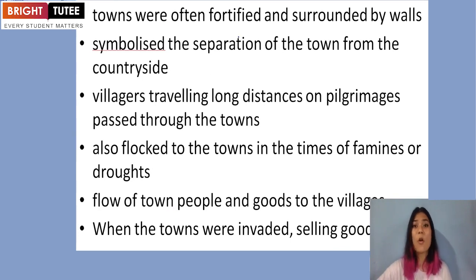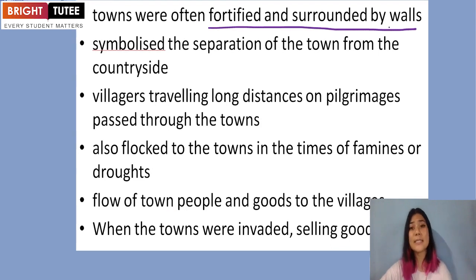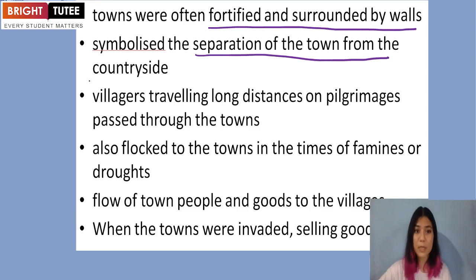Now the towns were often fortified and surrounded by walls. The towns that existed were secured. Forts were built to protect them. Walls were built around the towns for protection. So this building of walls and forts around the towns symbolized separation of the town from the countryside.